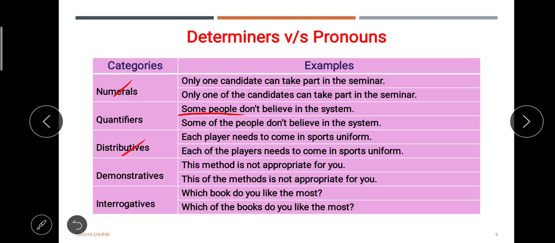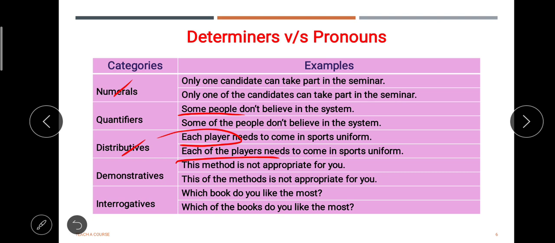Next is distributive. Each player needs to come in sports uniform. So each player, we can see each is closely followed by the noun. Obviously this is a determiner, but next is each of the players. One more thing, students: when determiners are used in the capacity of pronoun, they always follow the of structure, meaning they are followed by the preposition of, and of is always followed by a plural noun. So this is also very important to understand.